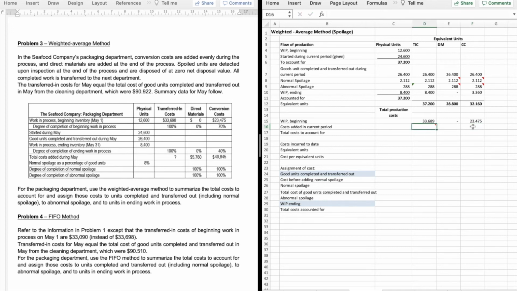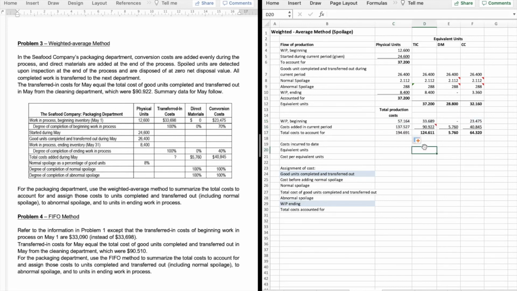And next is the cost added in current period. We will get the information from here, the total cost added during May. But for the transferred in cost, they have already stated the numbers here. That is 90,922, and for direct materials is 5,760, and for the conversion cost is 4,845. And then we can calculate the total cost by adding the beginning work in process with the cost added in current period. Also, don't forget to calculate the total cost for the 3 categories.